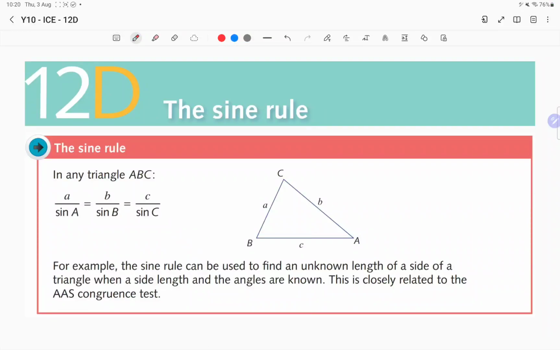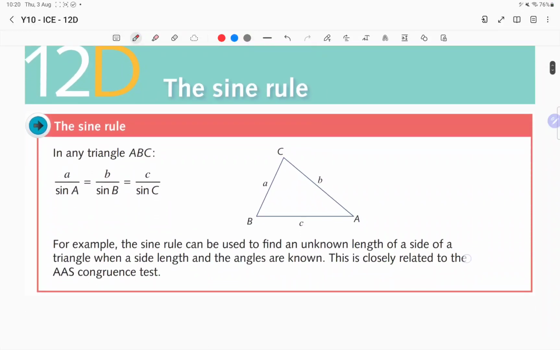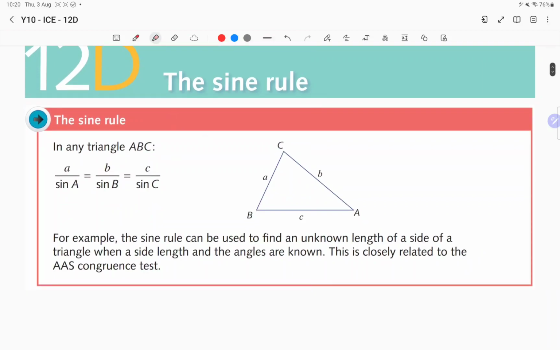Alright, this chapter 12D is about the sine rule. In any triangle ABC, the sine rule is basically saying that the ratio of the side and the sine of the opposite angle is always the same.